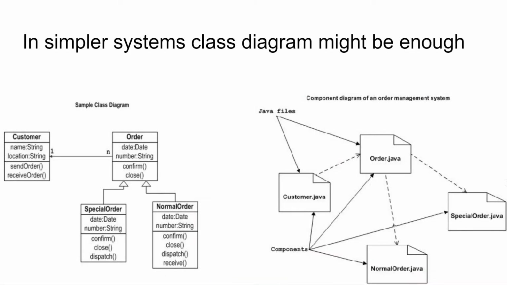Another reason why you might not want to use component diagrams is that in simpler systems especially, a class diagram might be enough for what you need. All the purposes a component diagram would serve are already taken care of by the class diagram, which is because components are often made out of classes, so the two diagrams often look fairly similar.